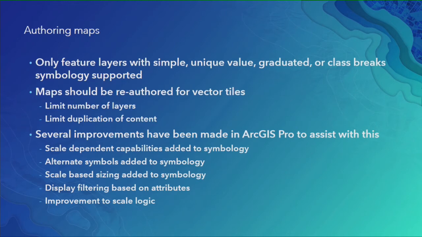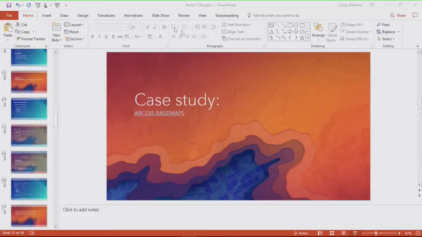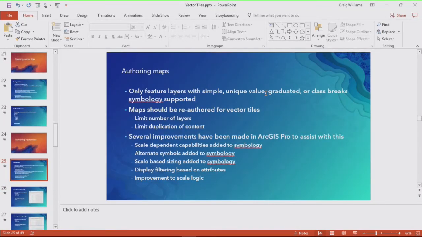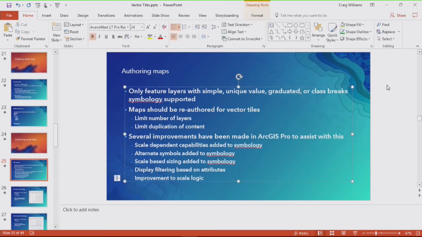All right. Good. Authoring maps. We'll dive into that now. So a couple things to think about. We only support feature layers with simple, unique value, graduated, or class break symbology. I will say, actually, that is wrong. We have added support for unclassed. Live tile or live presentation editing.